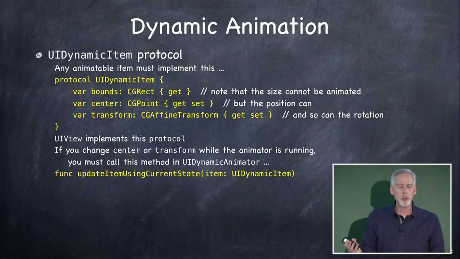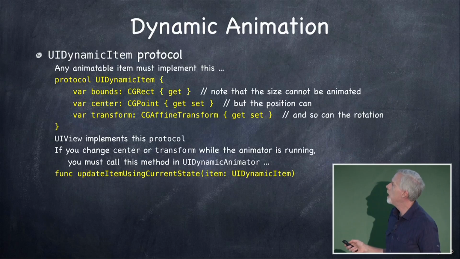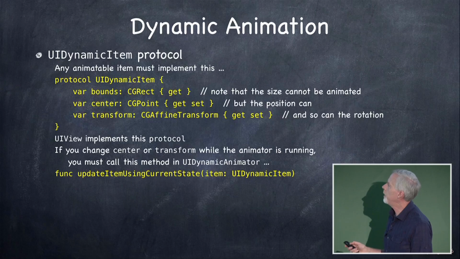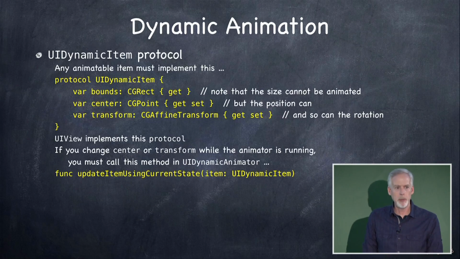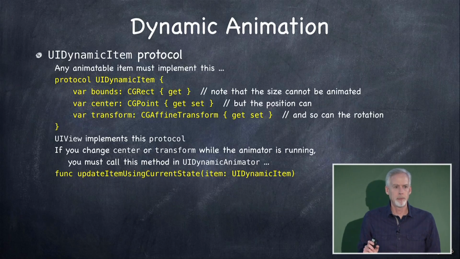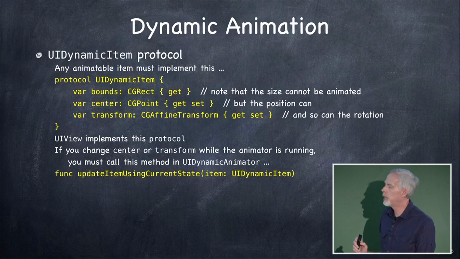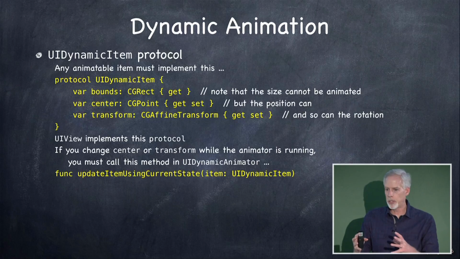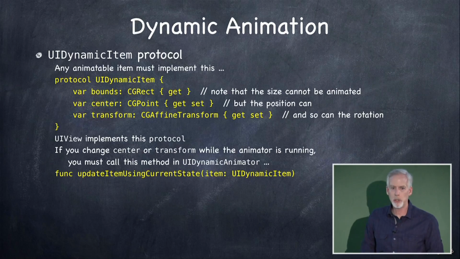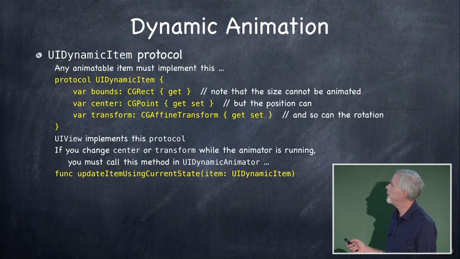I said that usually this would be views, UI views, but UI dynamic item is actually a protocol. Okay, and it has these three vars in it. Bounds, which is the bounds of the thing being animated. Notice that that is get only. Okay, so you cannot animate the bounds of something in the animator. However, you can animate the center, which is where it is, because that one's get and set.